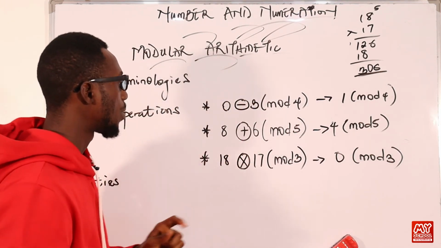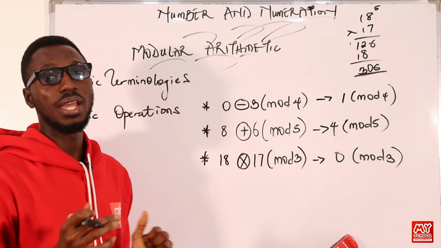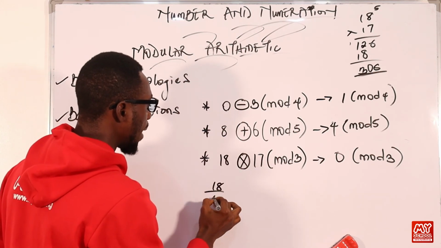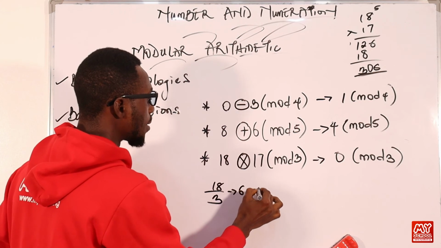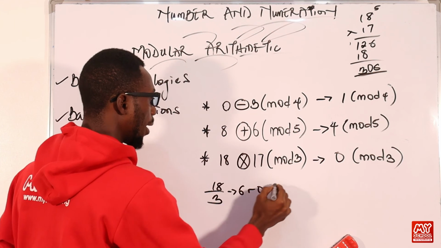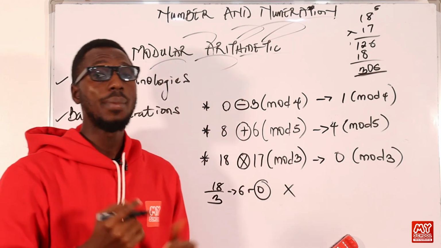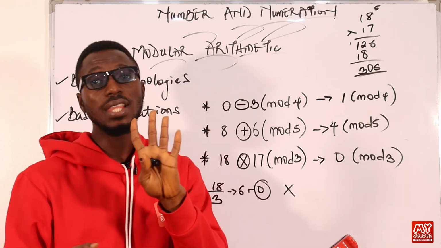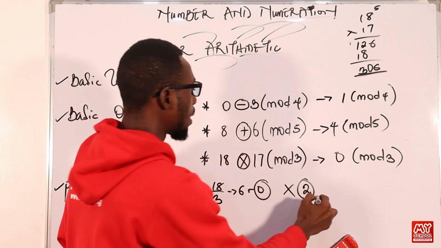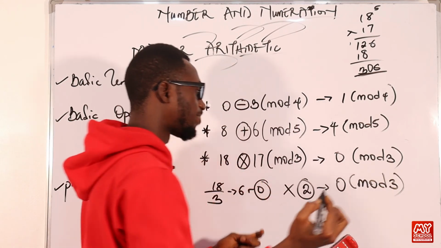So let's see another method. I can actually find their remainders and multiply them together. So 18 in modulo 3, that is definitely 18 divided by 3, right? That makes 6, remainder 0. So that means 18 in modulo 3 is what? 0. So that will be 0 times 17 in modulo 3. How many times will 3 go in 17? That is 5 times remaining 2. So that will be times 2. 0 times 2 still makes 0 in modulo 3.